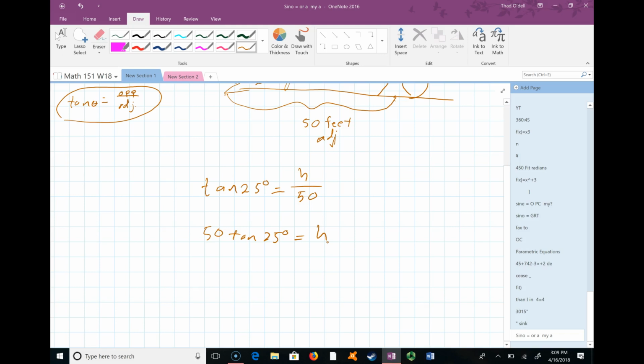Oops, I didn't check to see what mode I am in. I don't think I am in the right mode. Yep, I was in radians. Okay, so that'd be 50 times tangent of 25, and I get 23.3-ish. So that tells me the height of the tree is 23.3 feet.